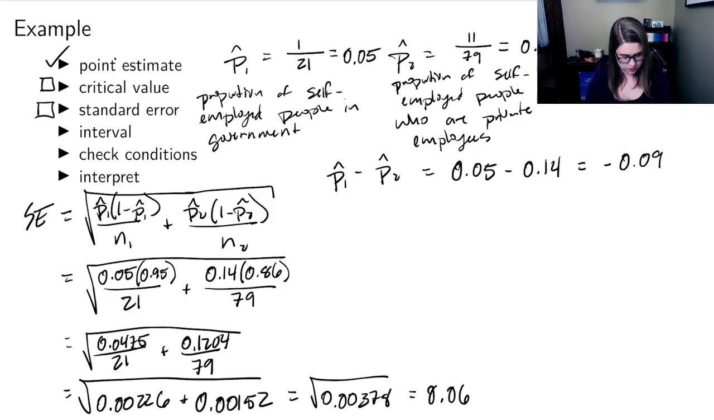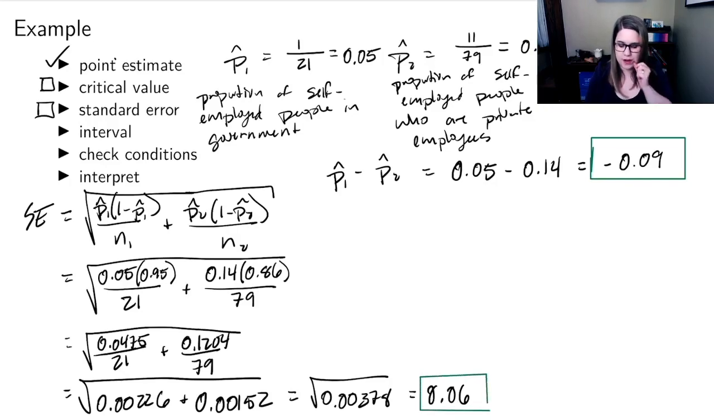Maybe I'll draw some boxes to draw attention to the important stuff. So I've got my point estimate there. I've got my standard error here. So I've done the point estimate. I've done the standard error. Now we need to think about the critical value.